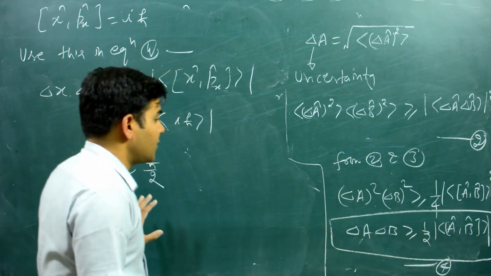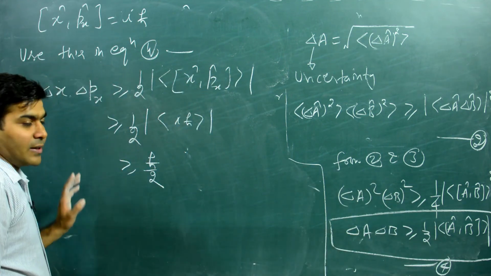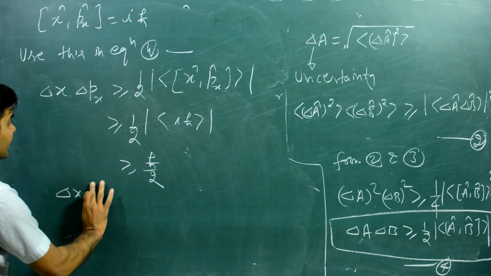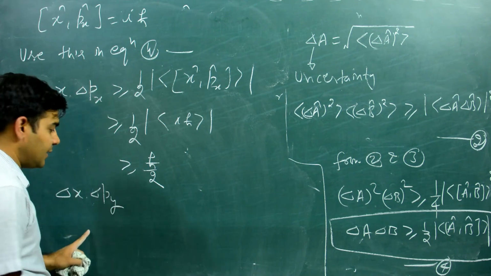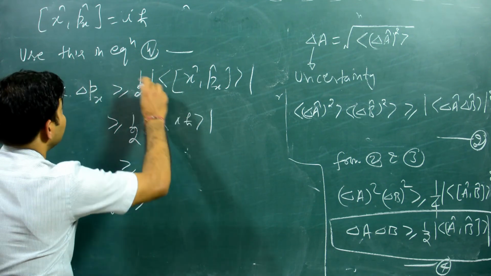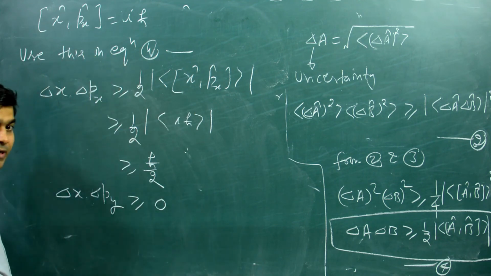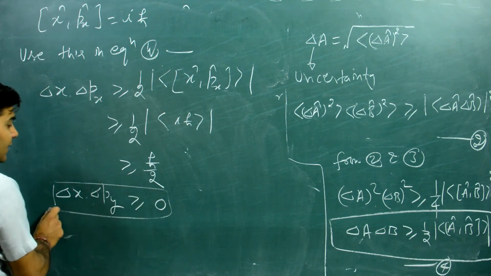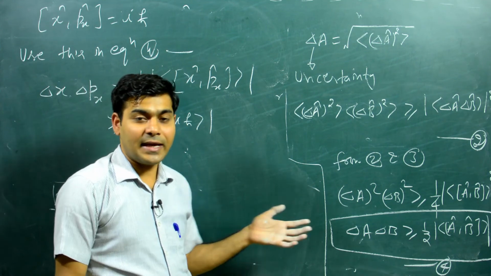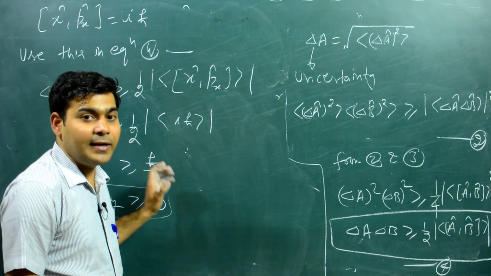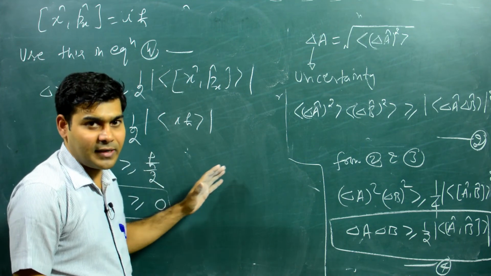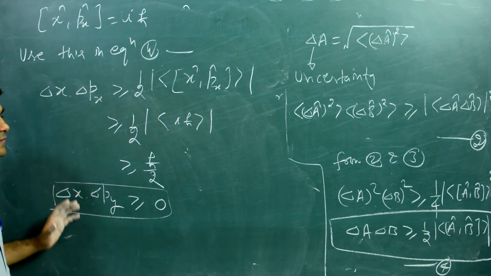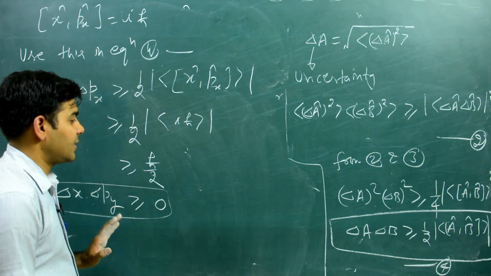The generalized uncertainty principle is this, which is greater than or equal to h cross by 2 in the case of x and p. Similarly, if you want to find out, for example, delta x and the y-th component of linear momentum, that will come out to be 0, because this commutator in this case is 0, that is greater than or equal to 0. It means we can measure the x position and the y-th component of the linear momentum with infinite accuracy at the same instant of time. That is very important. This is the physical significance of the uncertainty principle.